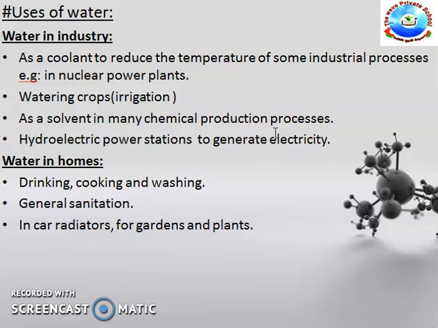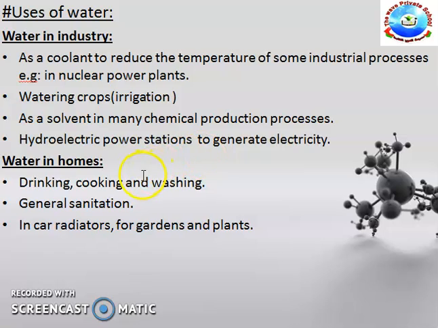Now you know to make a solution you first need a solvent and then a solute, and then it gives you a solution. So in a lot of chemical production processes they use water as the solvent. And the fourth one is the hydroelectric power station to generate electricity. See, this is very important student. Water is used to generate electricity. We all have studied in our lower grades how water is used to generate electricity.